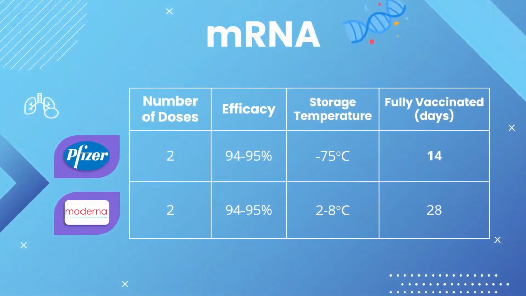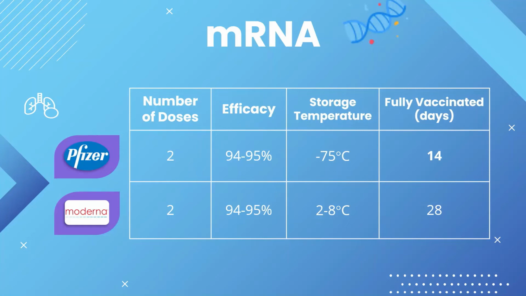The first thing to know about these vaccines is that they're largely similar. The vaccines from Pfizer-BioNTech and Moderna have super high efficacy rates. Data shows both are between 94 to 95% effective. Both require 2 doses, neither is a live virus vaccine, and both use new vaccine technology called mRNA. Now, the differences. Pfizer's vaccine requires 14 days after the second shot to be fully vaccinated and 28 days for Moderna.